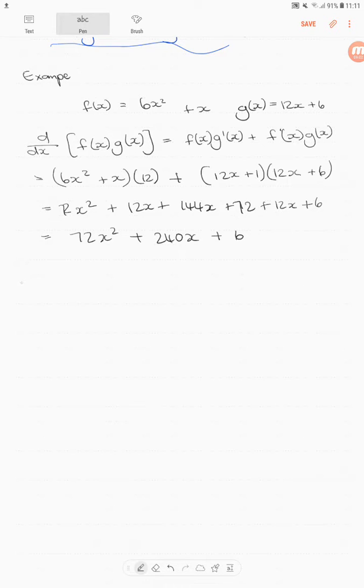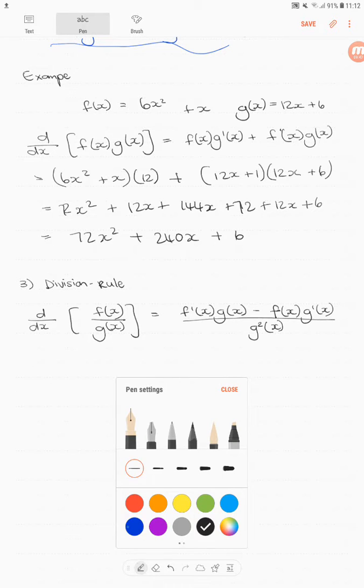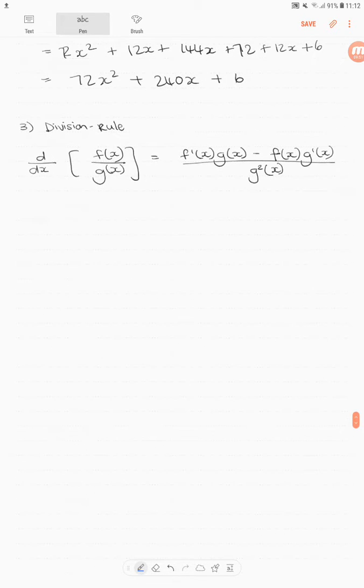We can also do this for the third rule, which is the division rule. This is where we want the derivative with regards to x of f of x divided by g of x. This is equal to f prime x g x minus f x g prime x over g squared x. Let's prove this function.